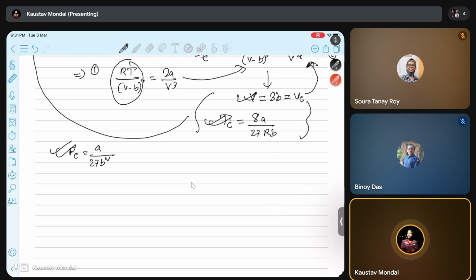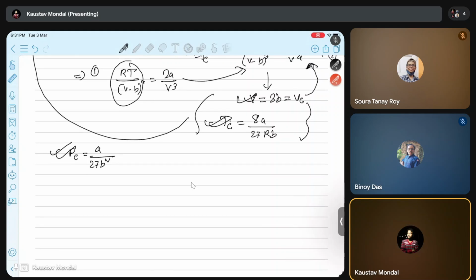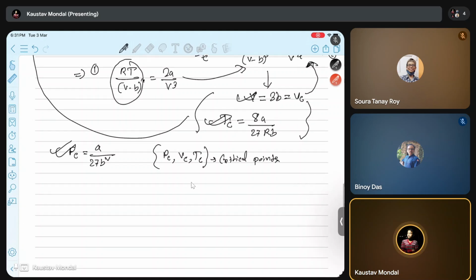The critical point: Pc, Vc, Tc. So these three expressions you have to remember, for the van der Waals case, the expressions of Pc, Vc, and Tc.